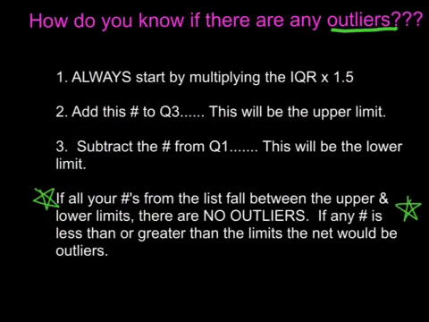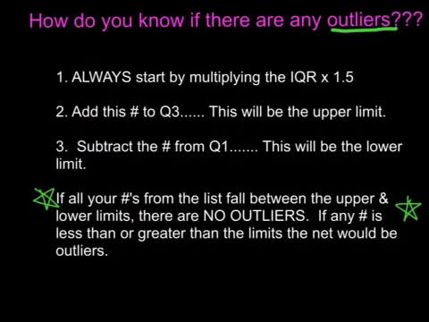If you did have to find outliers, these are the 3 things you would do. We said multiply the IQR times 1.5, add that number to Q3. This will be your upper limit. And then subtract that same number from Q1, that's your lower limit. So now you have this really huge range from the lowest to the highest number that could possibly fit. If all your numbers fit between that lower limit and the upper limit, there are no outliers in the group.